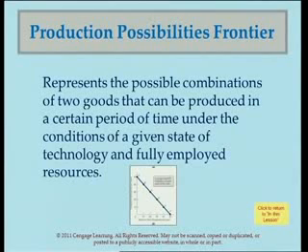What we mean by fully employed resources, we simply mean that we already use all the resources. That means capital, labor, entrepreneurship, and natural resources. We use all of those resources already to the maximum. There's no excess resources that we can still use to produce possible combinations of the two goods. So that is the first thing that you need to understand. What is a PPF curve?